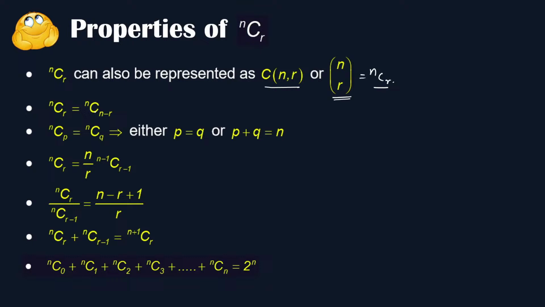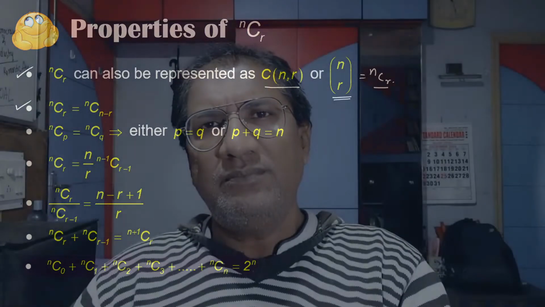Now, nCr, the second property. nCr is always equal to nC(n minus r). Is it correct or not? Now think about it. I'm showing you logically.